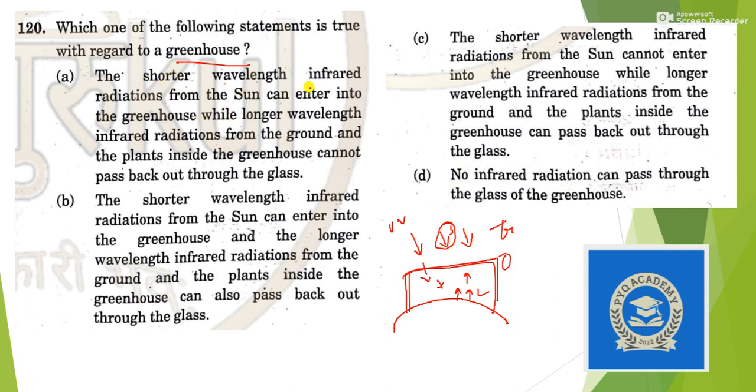The shorter wavelength infrared radiations from the sun can enter into the greenhouse, while longer wavelength infrared radiations from the ground and the plants inside the greenhouse cannot pass back out through the glass. Yes, this is the only correct statement. We were looking for this statement, so the answer is option A. Otherwise all the other statements should be wrong. For example, one says longer wavelength radiation can also pass back. No, they cannot pass back. Similarly, these two will also be wrong. So the answer here is option A.